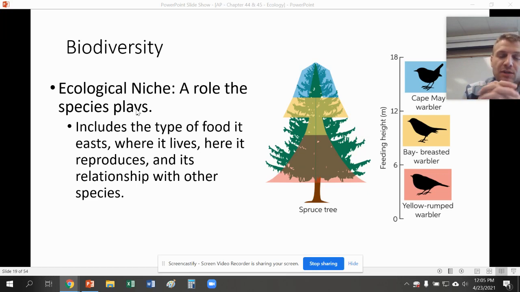And usually if you take that species out, some other roles change, and that's because every species is interconnected with other species in some way. So this is just the role an organism plays within the environment.